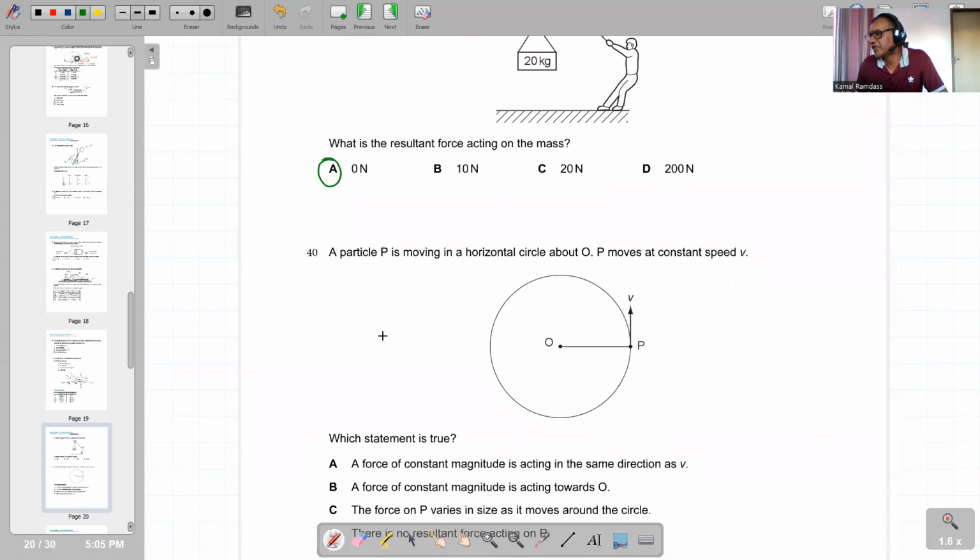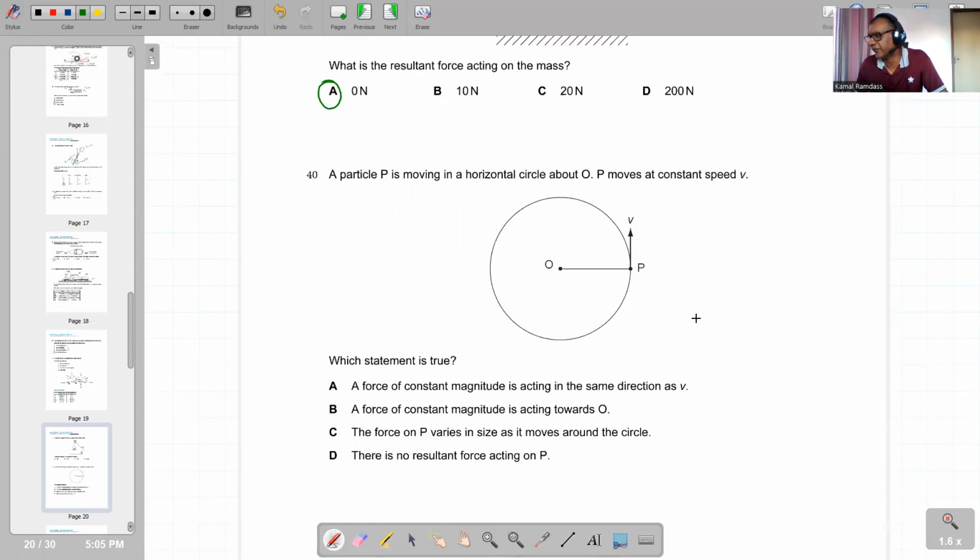A particle P is moving in a horizontal circle about O. P moves at a constant speed V. Okay. Which statement is true? Ça, c'est uniform circular motion. Typical uniform circular motion. A force of constant magnitude is acting in the same direction as V? No. A force of constant magnitude is acting towards O? Ça, oui. The force on P varies in size as it moves around the circle? No. The force is constant. Centripetal force is constant. Uniform speed. There is no resultant force? Ça, non. Si, la réponse, c'est B.